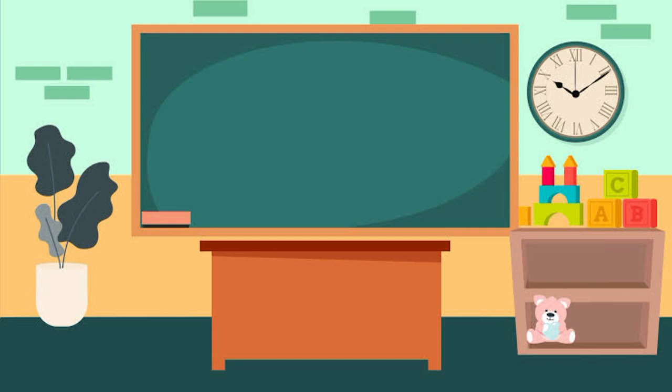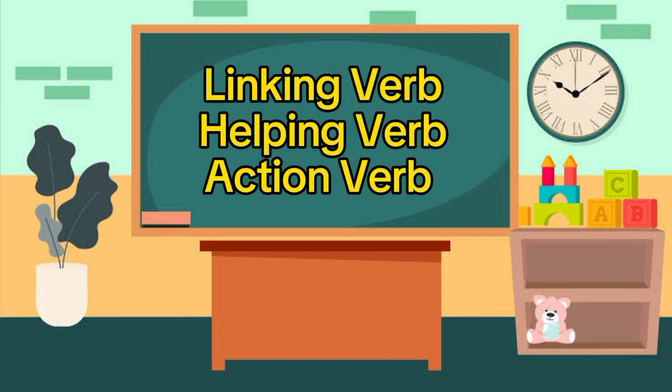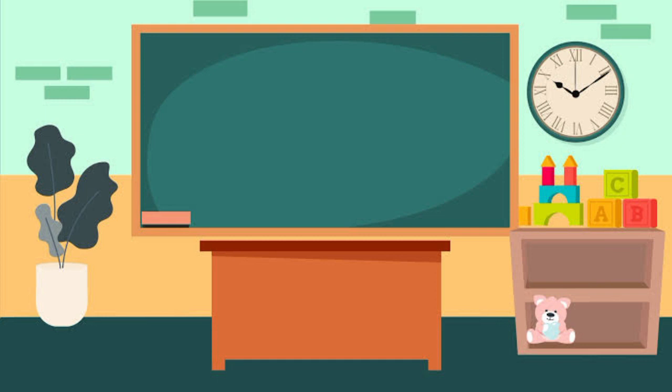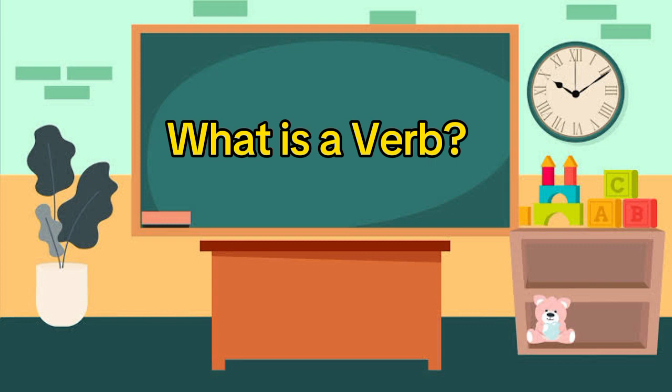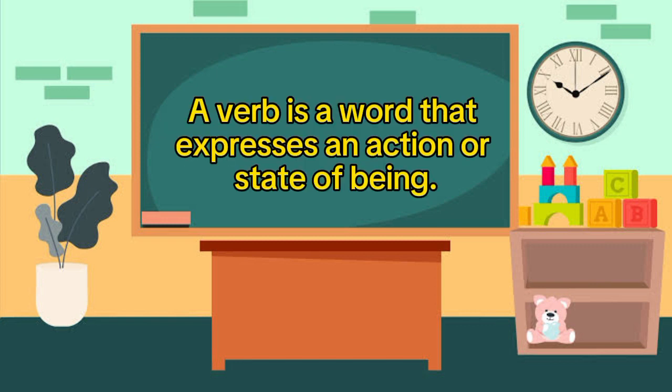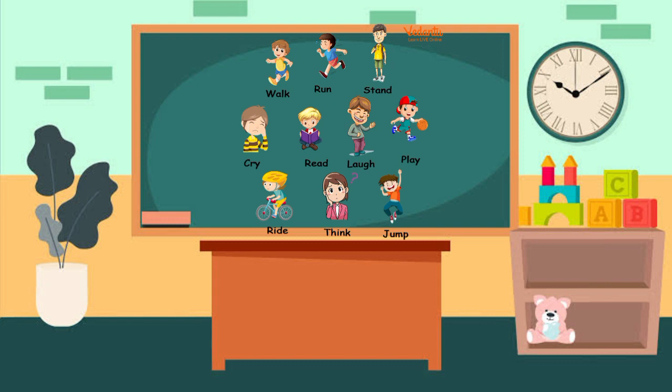Now, let's proceed to our discussion. This morning, our topic is all about the kinds of verbs. There are three kinds of verbs: the linking verbs, helping verbs, and the action verbs. Now, let's identify first what a verb is. A verb is a word that expresses an action or state of being. A sentence may either have a main verb, a helping verb, or both. In other words, a verb is a word that informs about an action, an existence of something, or occurrence. The verb is the main word in a sentence. No sentence can be completed without a verb.